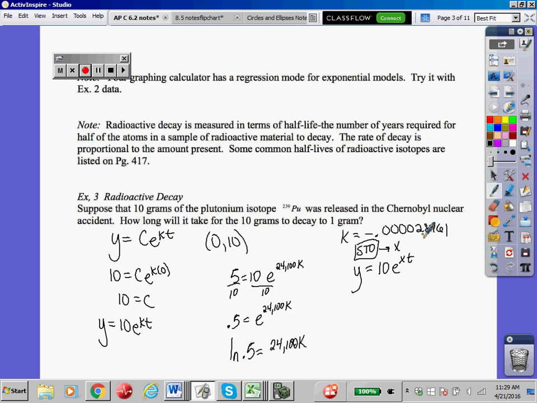Then it says, how long will it take 10 grams to decay to 1 gram? So now I finally got to the question. How long will it take the 10 grams initially to decay to 1 gram? So that's 1 equals 10e to the xt power. If I divide by 10, that's 0.1 equals e. Now remember, this x, and this is where maybe you do want to use a different letter, call it b or a or something, because you don't want to think it's a variable, okay? So I'm going to do ln 0.1, and we're going to divide it by the stored x.